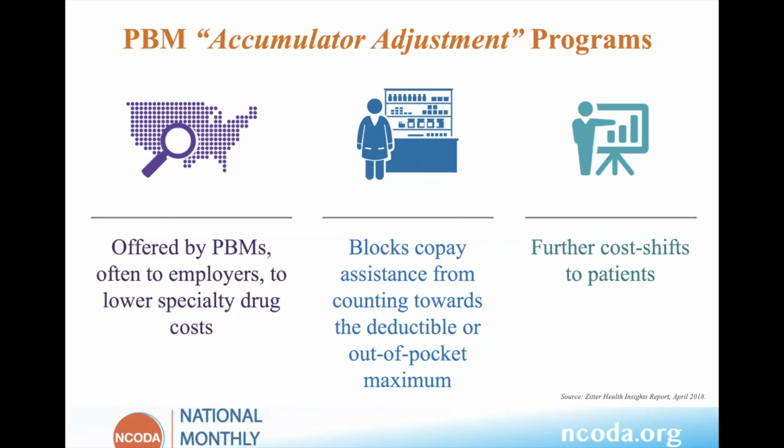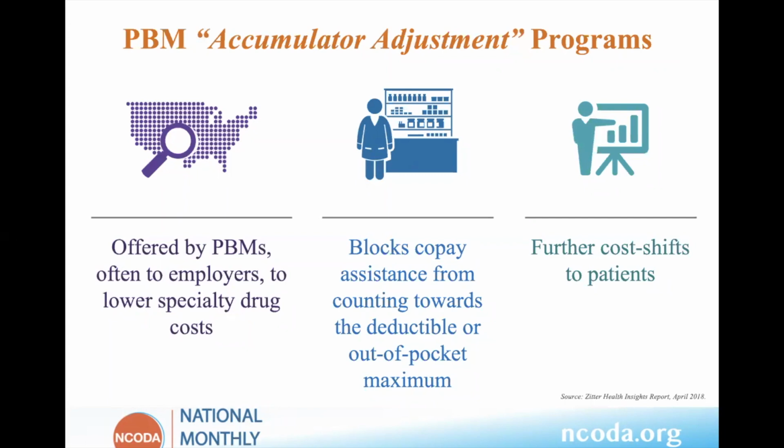This is different than in a normal scenario of having the assistance count in January for the patient towards their deductible. And as you can imagine, this can create unexpected financial hardships for patients later on in the calendar year. So for a quick educational resource and really a great backgrounder on the issue, I would encourage all of you to look at the Ncoda accumulator adjustment resource that they put together.